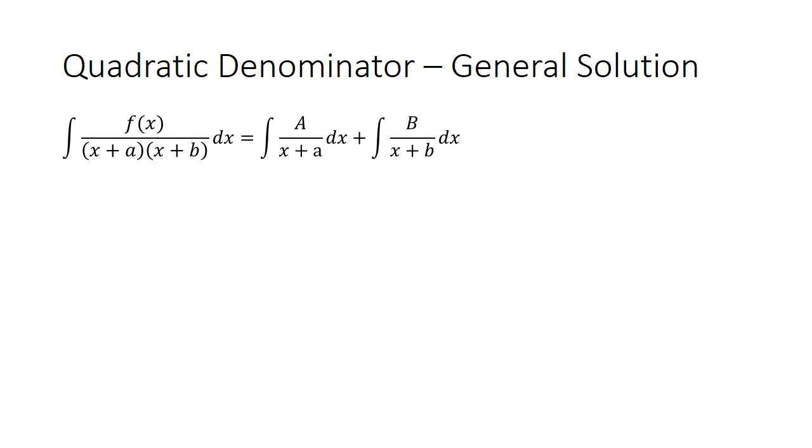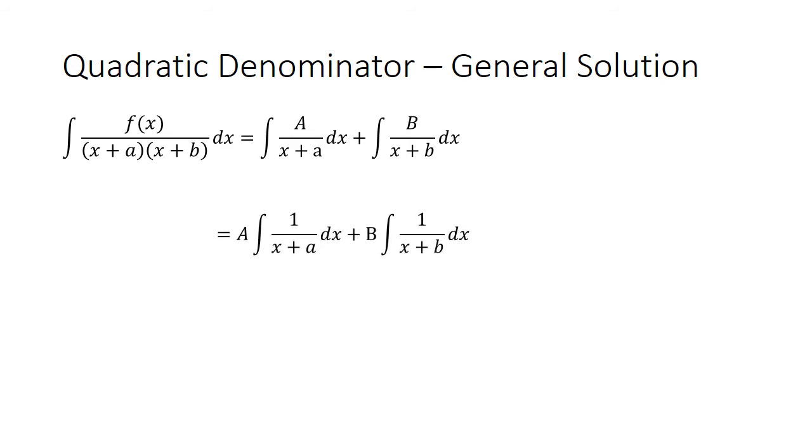In this slide, we present the general solution to a problem of this type. We have the integral of large A, the arbitrary constant large A, over x plus a, plus the integration of large B over x plus b, where large B is an arbitrary constant. In the next step, we take large A and large B outside the integral. We're now in a position to integrate these.